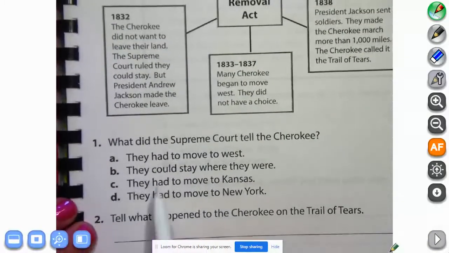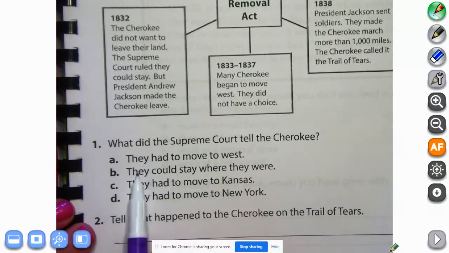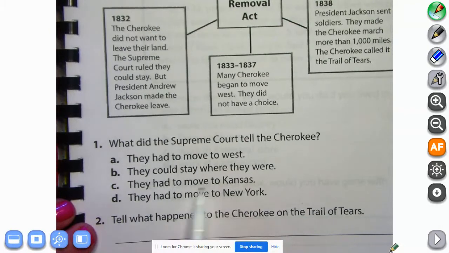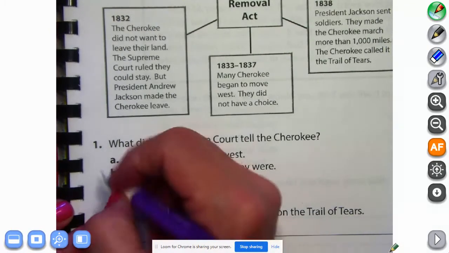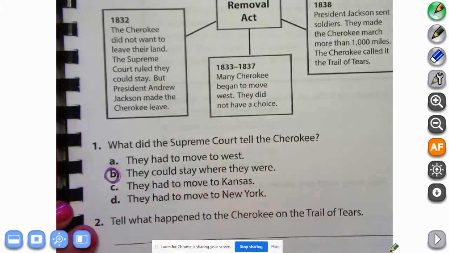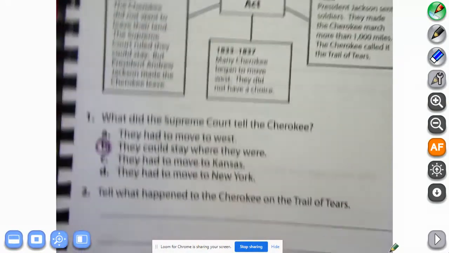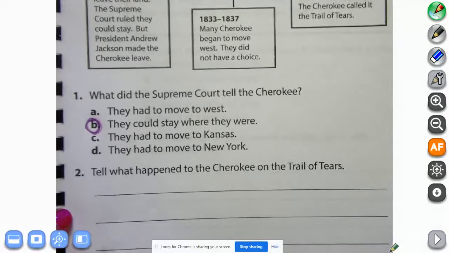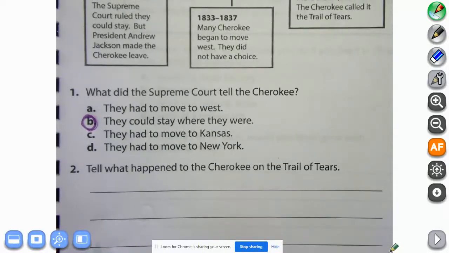So it says they had to move to west. They could stay where they were. They had to move to Kansas. They had to move to New York. They could stay where they were because the Supreme Court said, hey, they were here first. They can stay. But then President Jackson said, nope, they need to move.